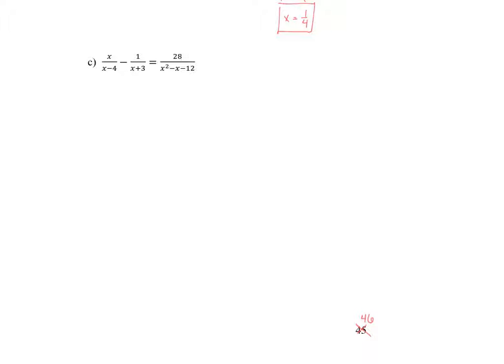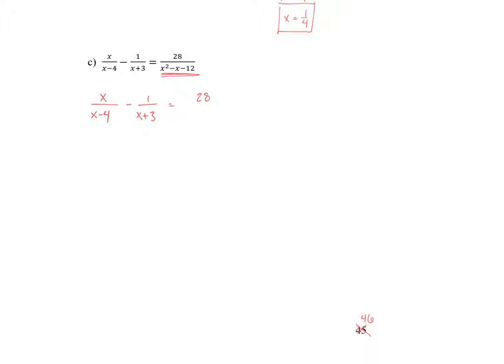Now, letter C is a little bit more intense just because one of our terms is a quadratic, that's this one here, and we should factor it first. So that's the key to letter C, is before you go looking for common denominators, factor everything. So I have x over x minus 4. I can't factor any of those. I've got 1 over x plus 3. Nothing I can do about those.